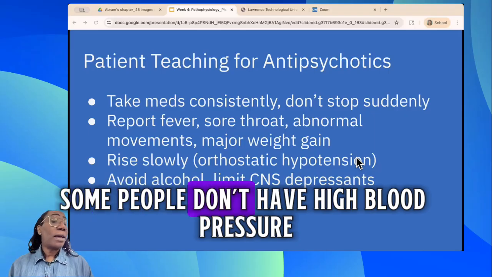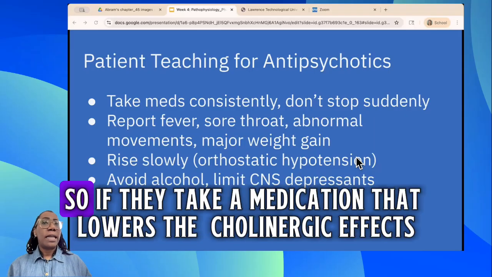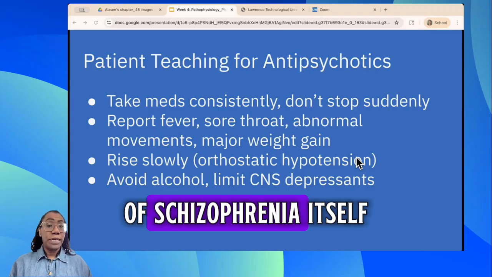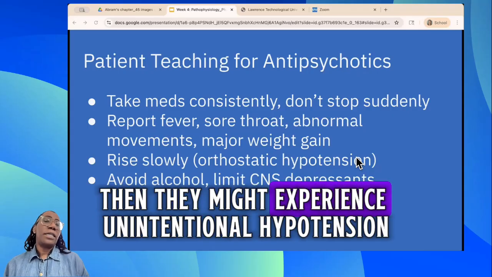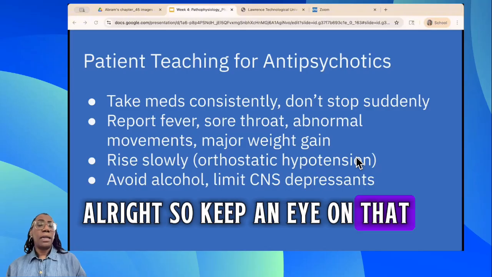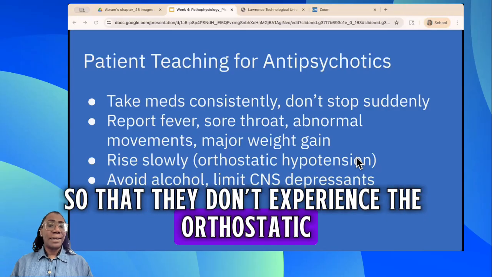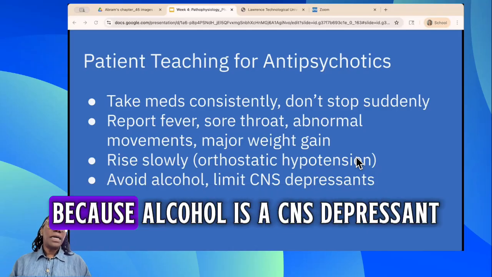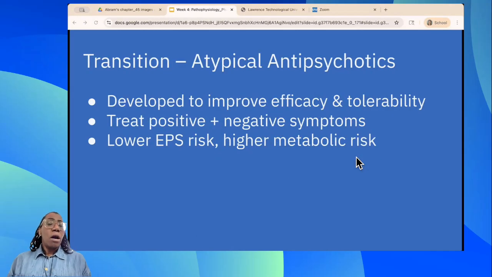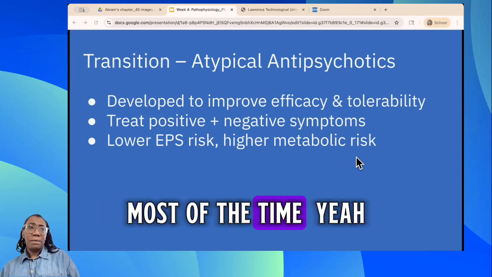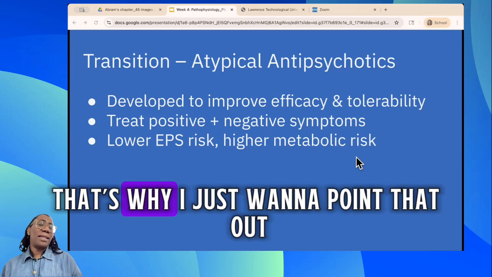Some people don't have high blood pressure who are taking antipsychotics. So if they take a medication that lowers the cholinergic effects of schizophrenia itself, then they might experience unintentional hypotension. All right, so we keep an eye on that and teach them how to rise slowly so that they don't experience the orthostatics. All right. And of course, because alcohol is a CNS depressant, we're going to limit the use of alcohol. Limit or ask them, just avoid it. Avoid it. All right. Most of the time. Yeah, that's why I just want to point that out.